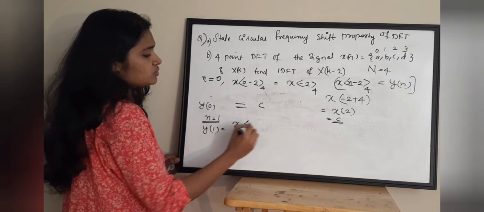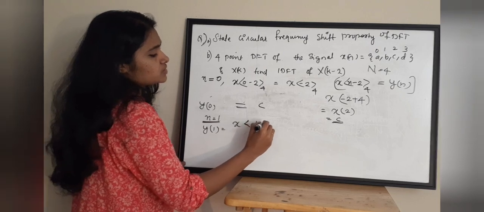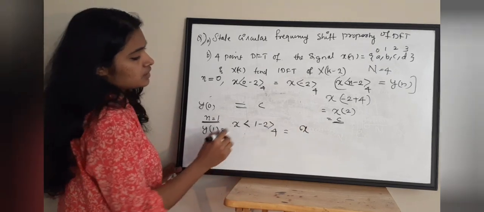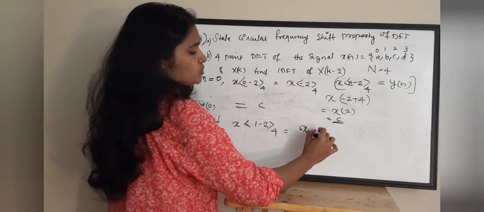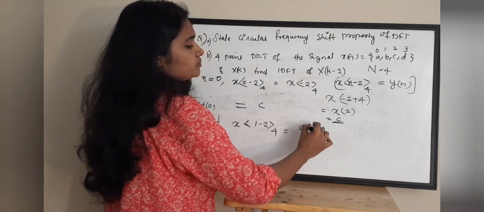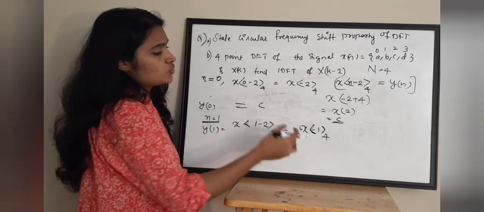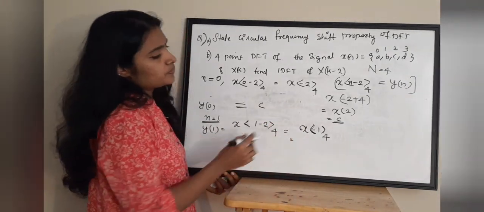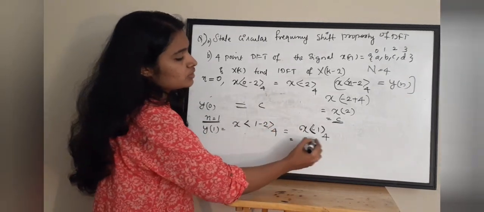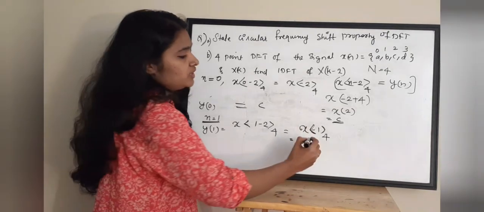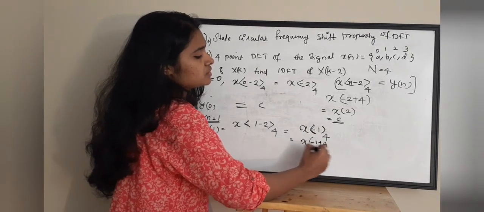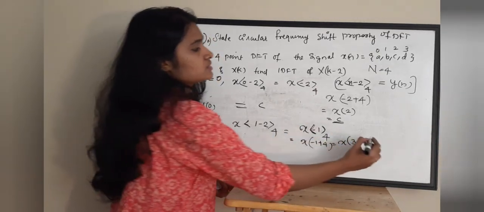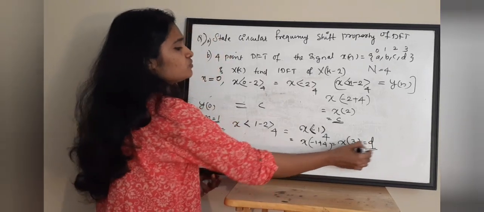That is, y of 1 is equal to x of 1 minus 2 angular bracket 4. That is, x of 1 minus 2 is minus 1, periodic to N, that is 4. So x of minus 1, mod 4. Is it known? No, right? So for finding this, I'm going to apply the periodicity property. So minus 1 plus 4 is x of 3. What is the value of x of 3? It is d. So you got your y of 1 as d.